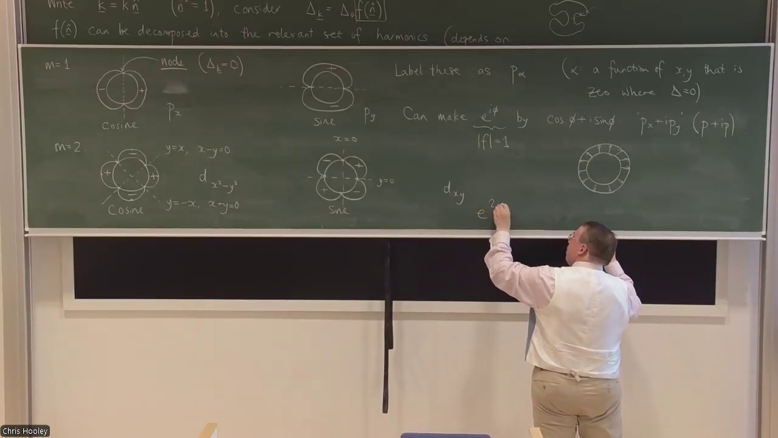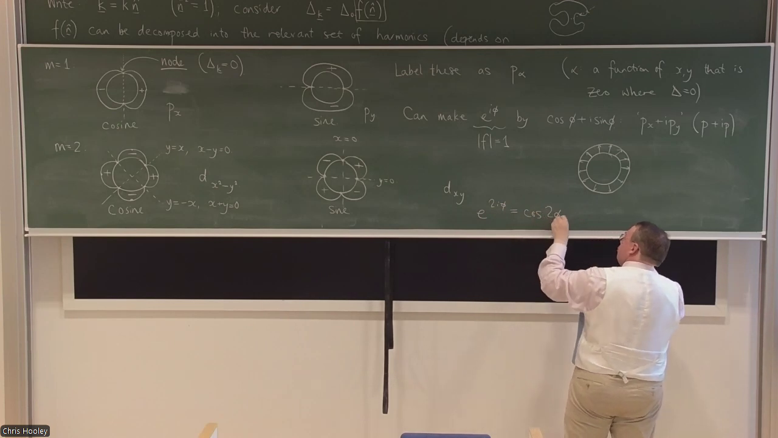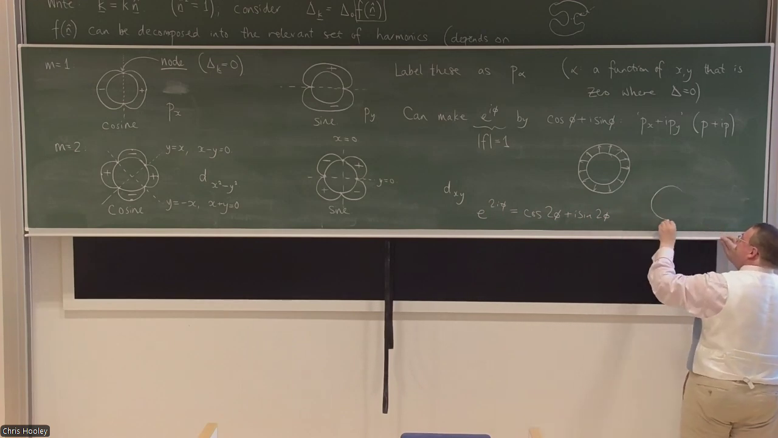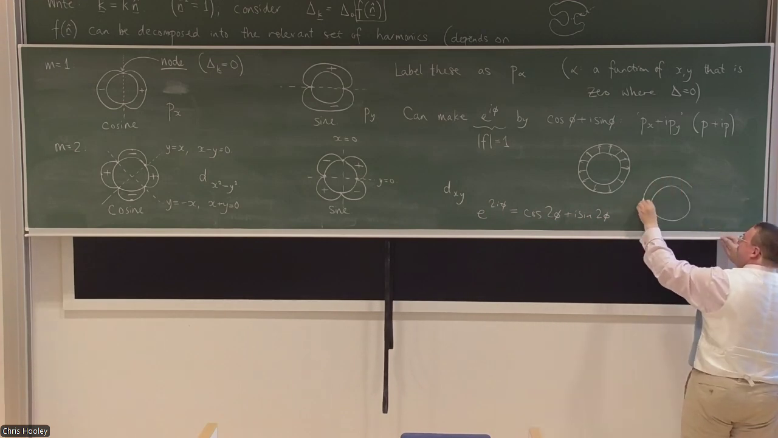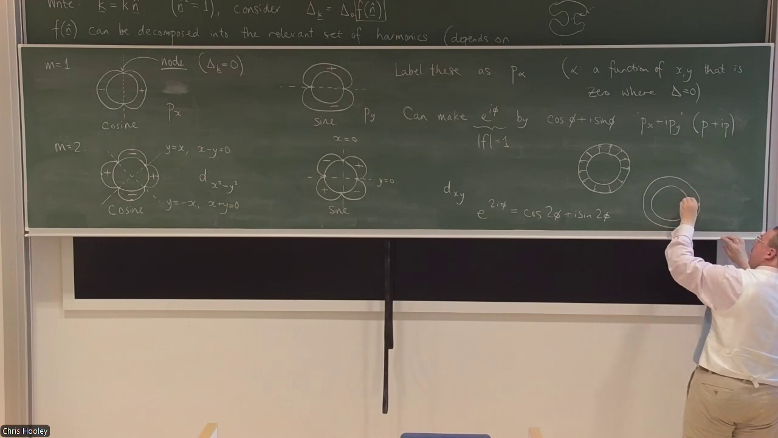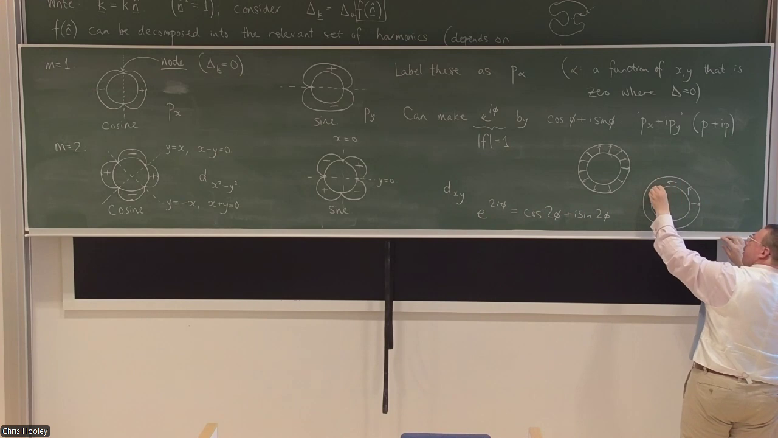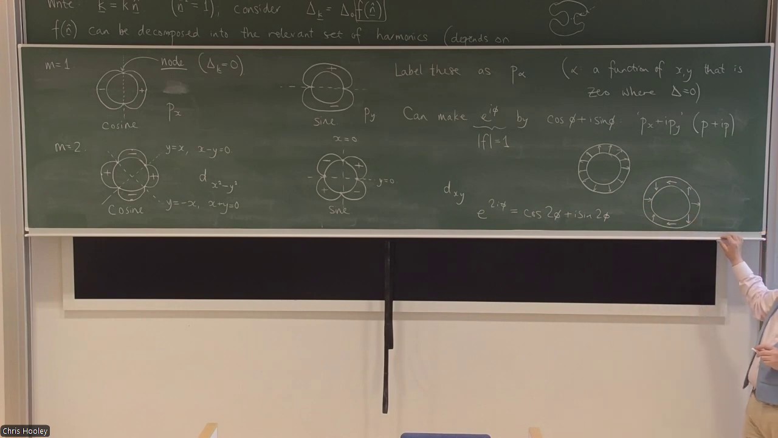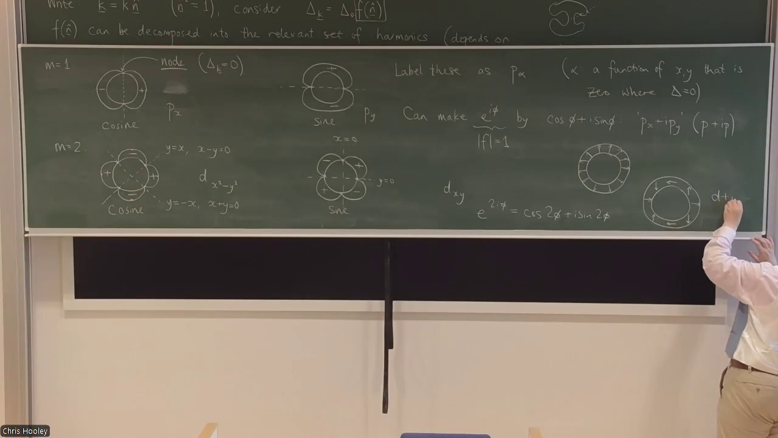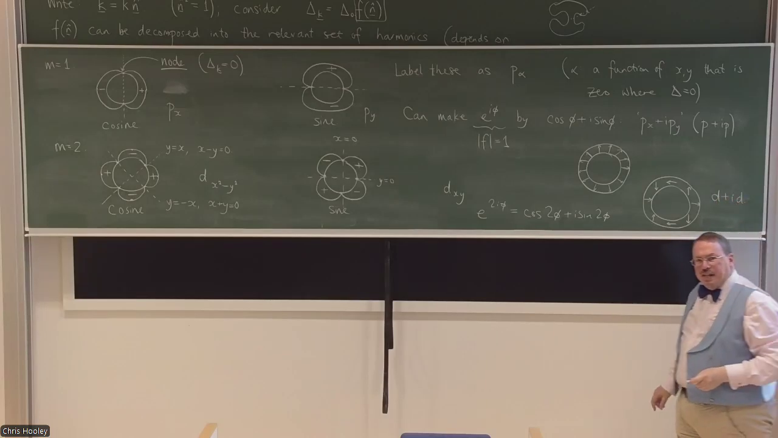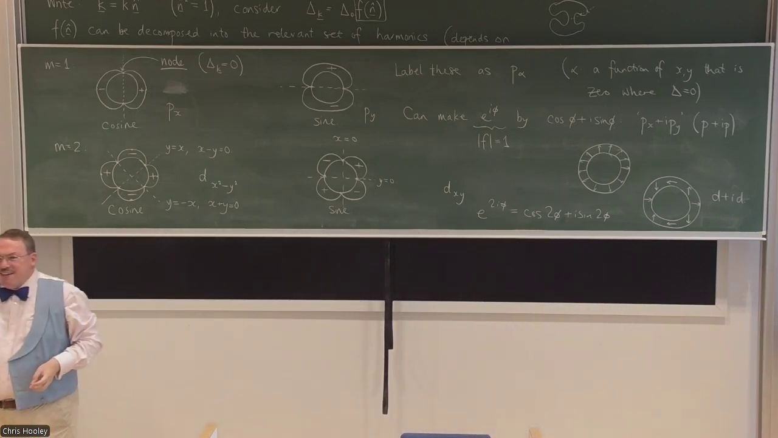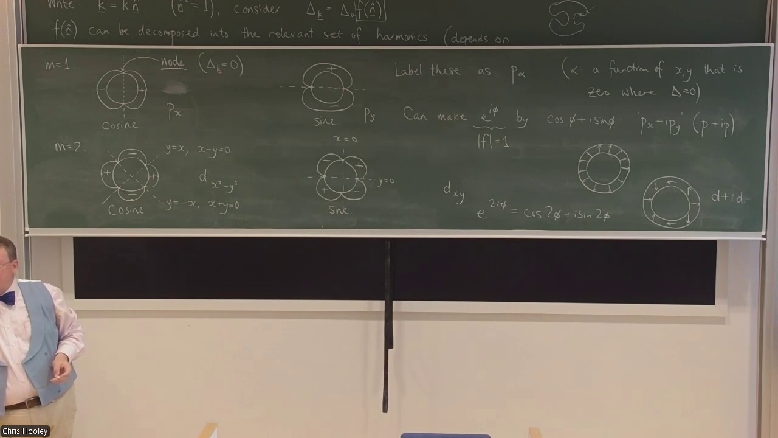So e to the 2i phi can obviously be made as cos 2 phi plus i sin 2 phi. That would look like, here's fun. So again, it's constant modulus. And now that's why I do twice as we go round. Yeah, this is d plus id. So for any of these, I can make a fully gapped example. And as previously discussed, it's not completely clear to me why this doesn't happen more often.